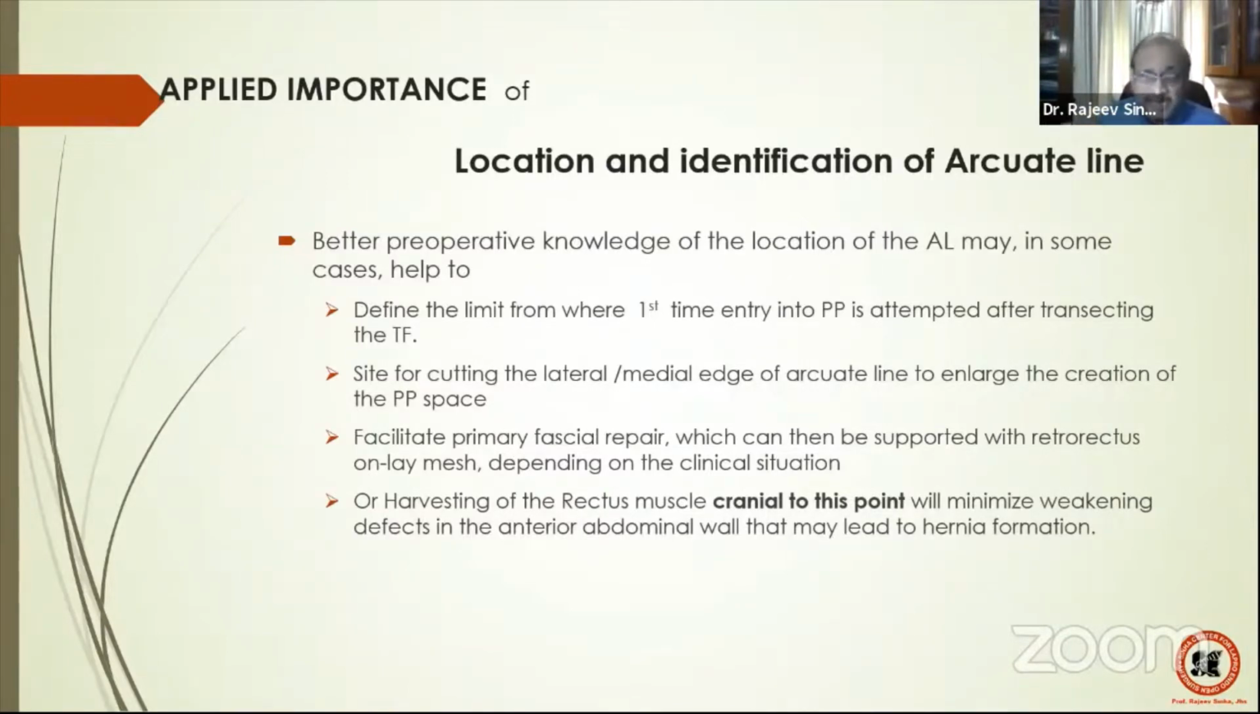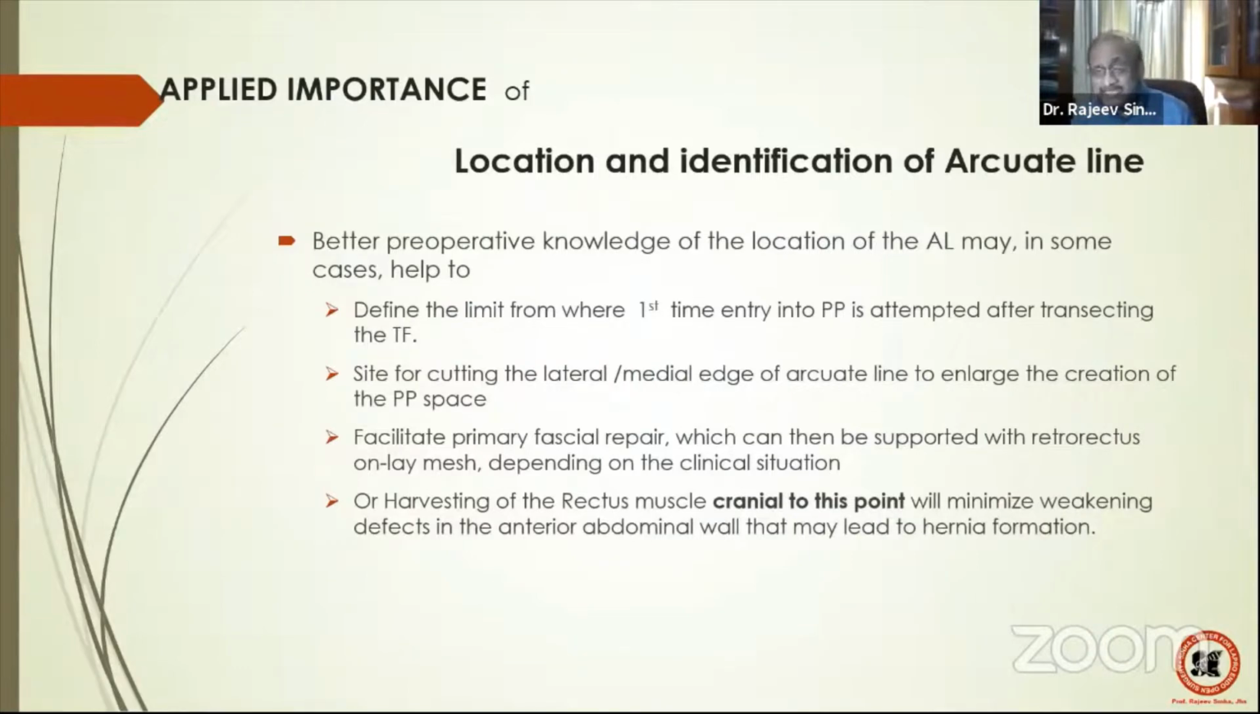It defines the limit from where the first entry into the preparietal space is attempted, by transecting the transverse fascia. That is the point where you go into the PP fascia. So you have to cut the transverse fascia at that point. Don't try cutting the posterior rectus sheath before the arcuate line has been reached. What are you going to cut? You're going to cut the underlying peritoneum and enter the abdomen. It becomes intraperitoneal. So you have to define the lower limit, which is the arcuate line.